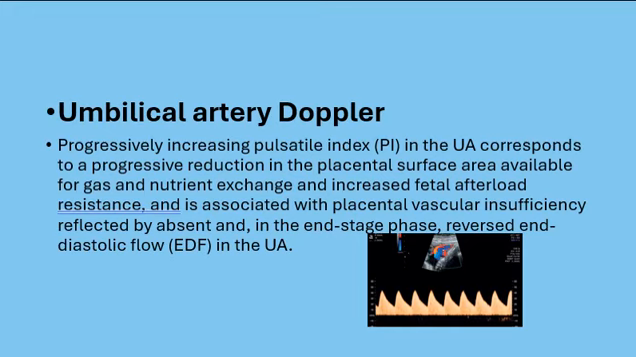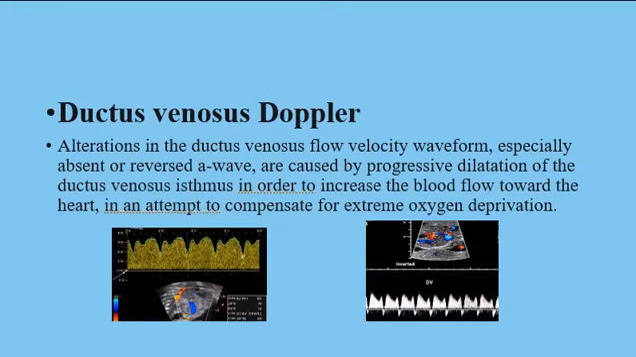Ductus venosus Doppler. Alterations in the ductus venosus flow velocity waveform, especially absent or reversed A wave, are caused by progressive dilatation of the ductus venosus isthmus in order to increase the blood flow toward the heart, in an attempt to compensate for extreme oxygen deprivation.